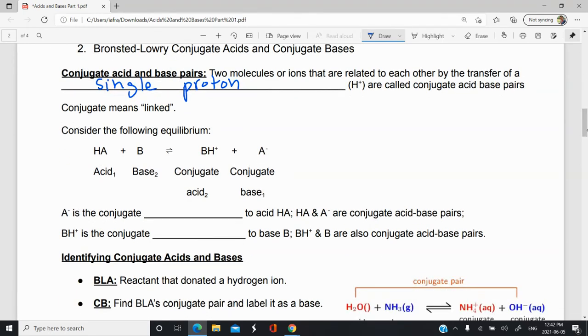We have HA plus B gives you BH plus and A minus. Essentially the HA gave away the H to the B. So the HA would have been the acid, and what it becomes after is a conjugate base. A minus is the conjugate base to HA, so they would be considered conjugate acid-base pairs. The B is a base because it received H from HA, and on the other side it becomes BH plus. So B was a base, BH plus is going to be the opposite. BH plus is the conjugate acid of the base B, so BH plus and B would be considered conjugate acid-base pairs.